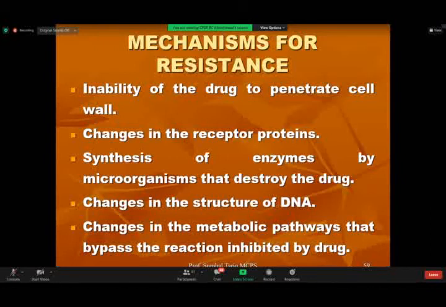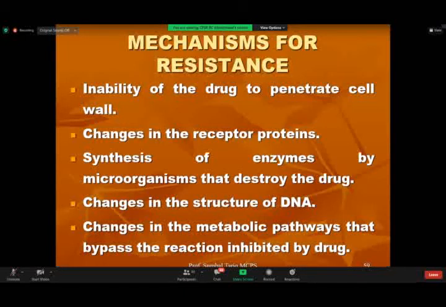Therefore, the bacteria will become safe from the antibiotic. Synthesis of enzymes by microorganisms that destroy the drug. In this we have staphylococcal infections in which the staphylococcus starts secreting penicillinase, which destroys the penicillin structure.